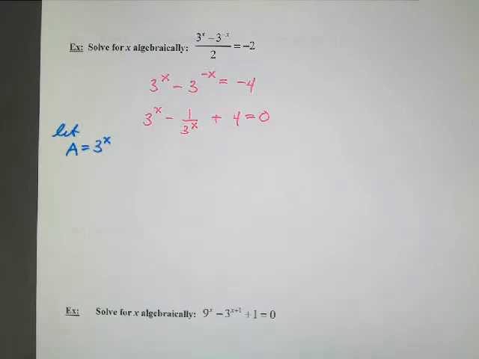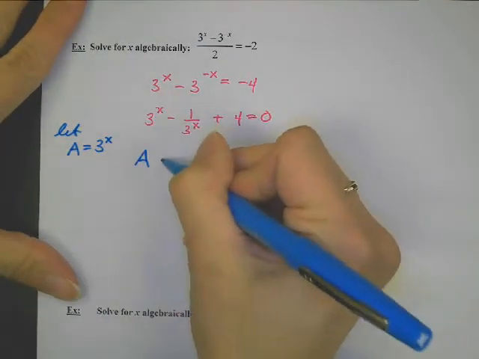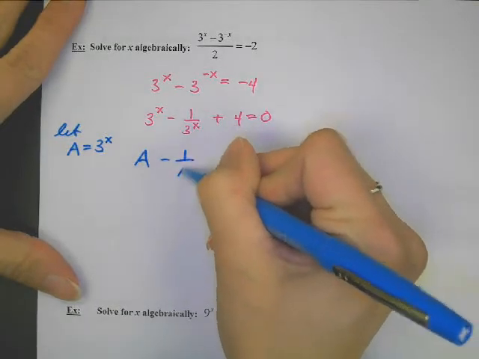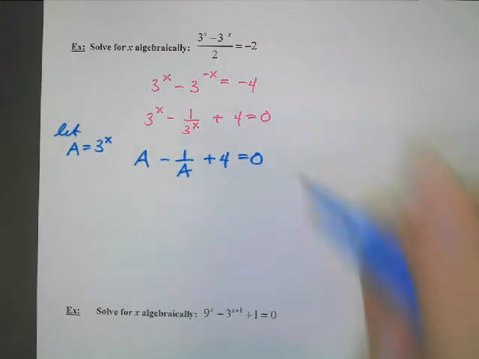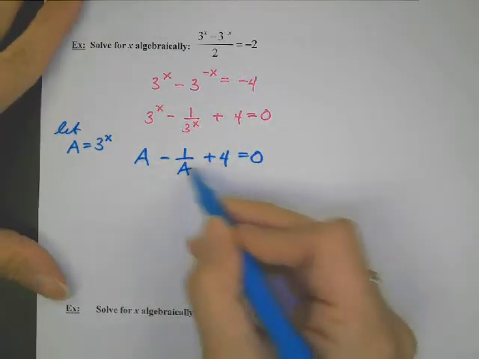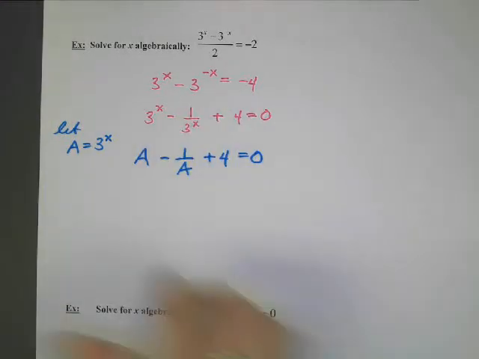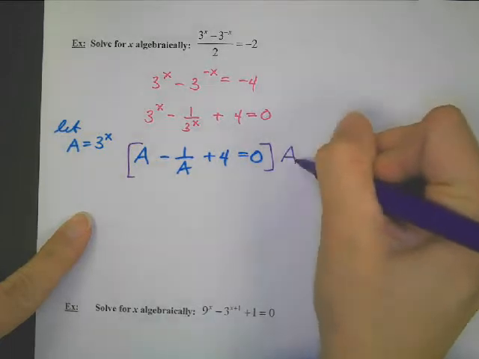That's going to be your A. So let's go ahead and write that out. The first term is just an A. Then you have 1 minus 1 over A plus 4 equals 0. This is very similar to our last equation. Can't solve it like this, so we're going to have to multiply the entire thing by an A to eliminate the denominator.